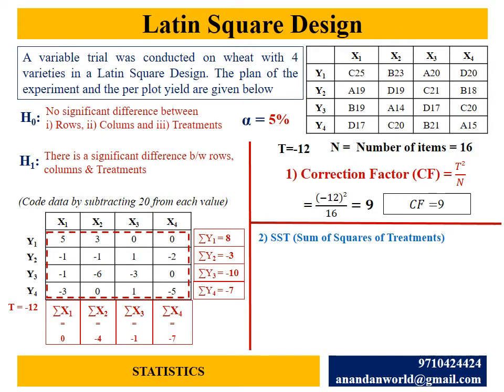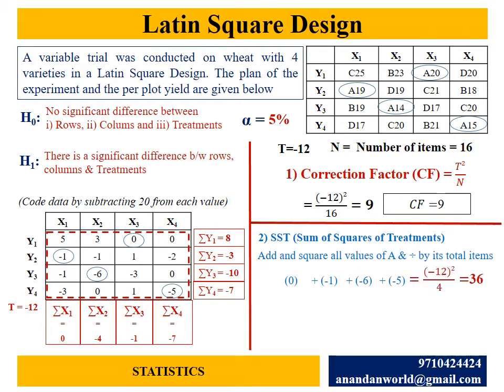Next we'll find the SST, that is the sum of squares between treatments. For this we need to add and square all the values of A in the original position and divide it by its total items. That is, in the first row 0, from the second row minus 1, third minus 6, and in the fourth row it is minus 5. So we get the total as 36 for A.